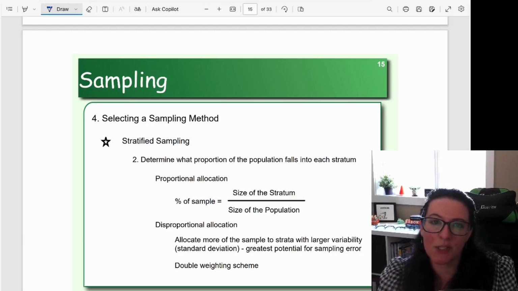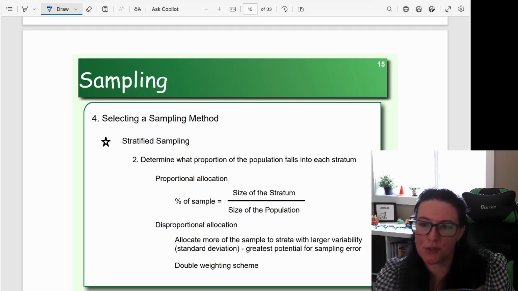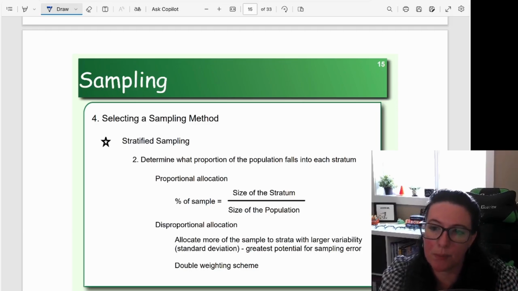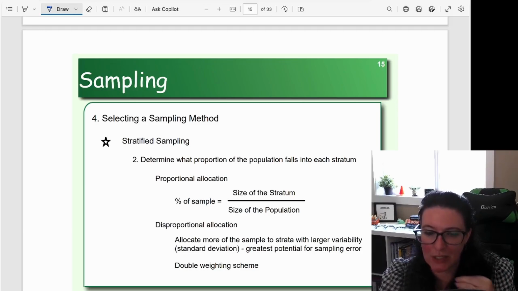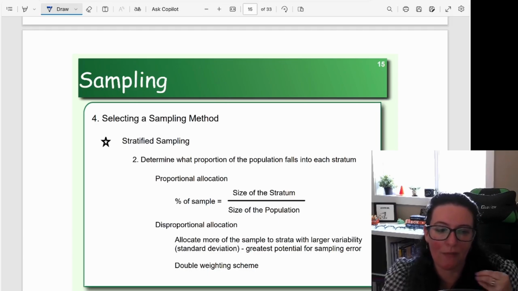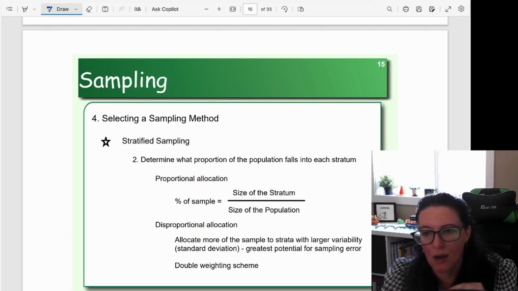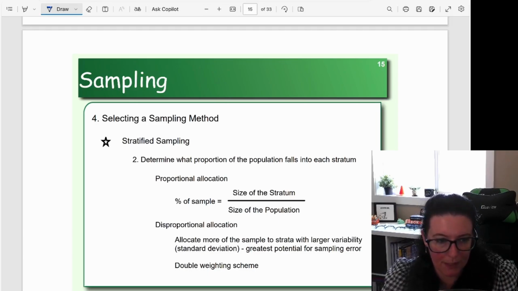So here it's not just about do we have first years and do we have second years, but do we have proportional allocation? Do we have that same percentage in the sample that we have in our population? Do they match? Okay.